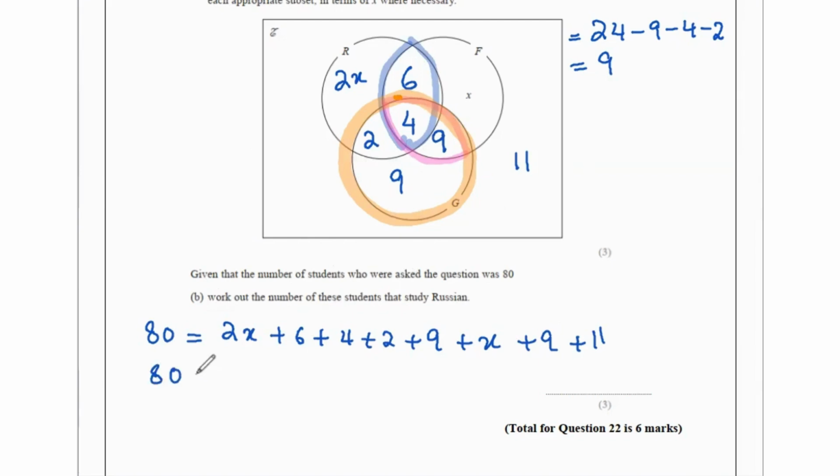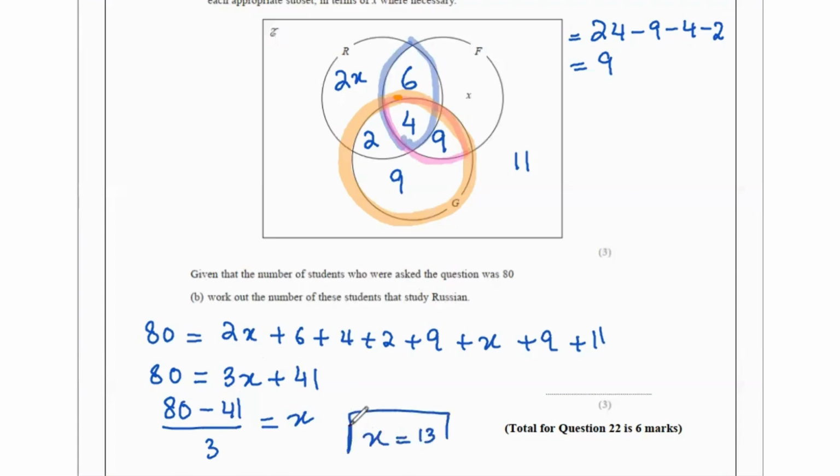So let's combine the like terms. 2x plus x, 3x. 6 plus 4 is 10, plus 11, so that's 21, plus 9, 30. And then 30 plus 11, 41. Now we further solve this equation to find the value of x. So 80 minus 41 divided by 3.